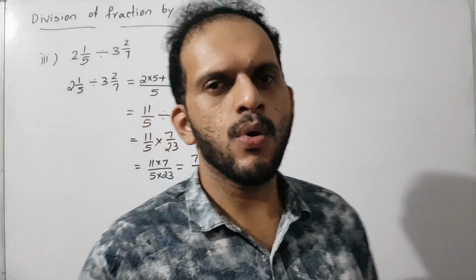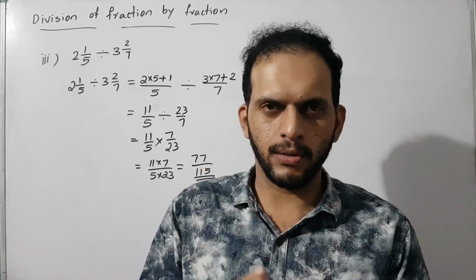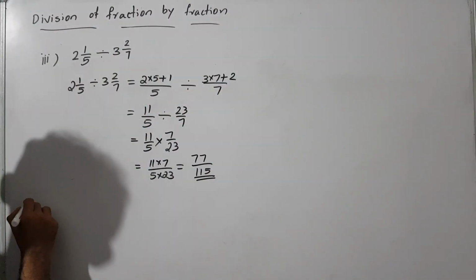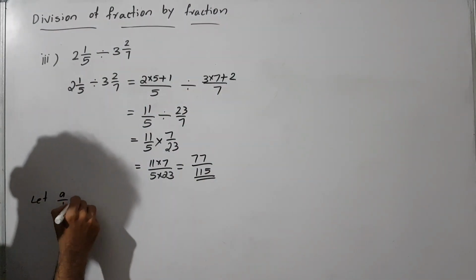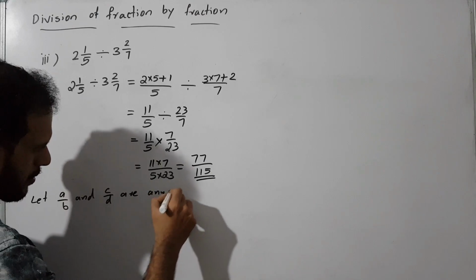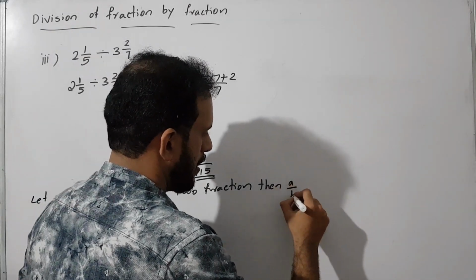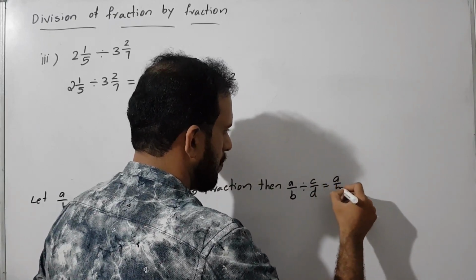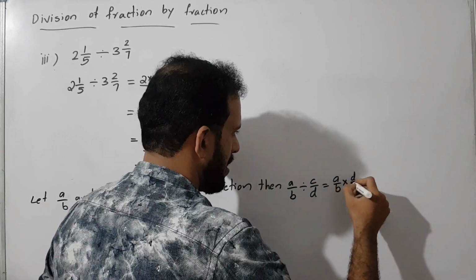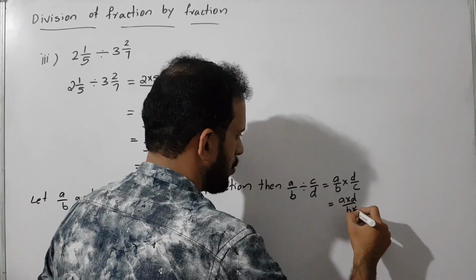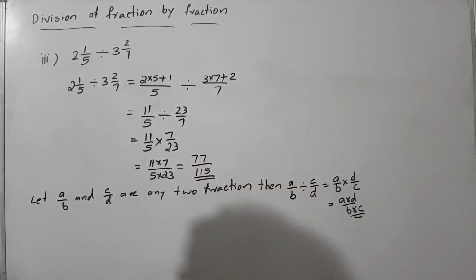So I think you got the idea how to divide two fractions. What is the general idea? If A by B and C by D are any two fractions, A by B divided by C by D is equal to A by B into D by C, which is equal to A into D by B into C. Correct?